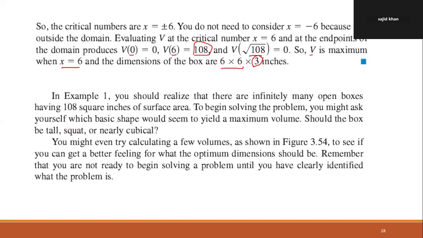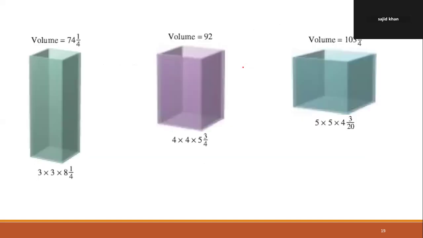So we have shown you some examples of this concept here. Now in this case, in the first open box, if we take the value of x equal to 3, then 3 cross 3 multiplied with 8.25, we have 74.25 as volume, which is less than 108.